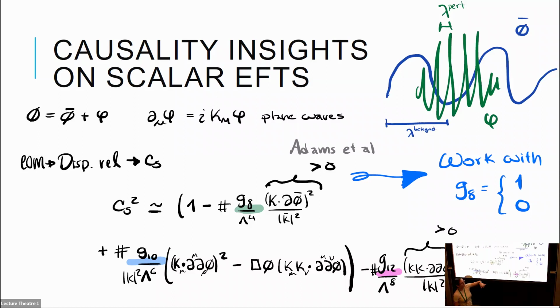And we can just fix it, which means fixing what is actually the cutoff of your theory. So I'm going to work with G8 being actually equal to 1 in the rest of the talk. So I'm just going to put bounds on G10 and G12. G12 also tends to be just positive definite. And G10, on the other hand, can have either sign. So that tells you that you could have bounds from both directions on these kind of operators.